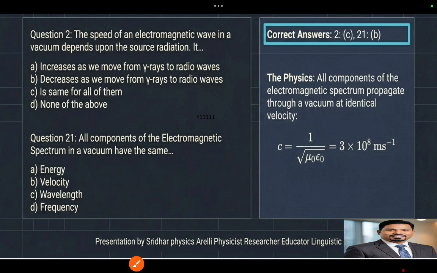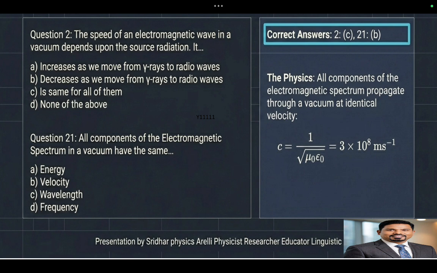Please don't consider the question numbers. After preparing my questions, I clubbed similar questions into one slide for easy understanding. So please don't consider the question numbers.